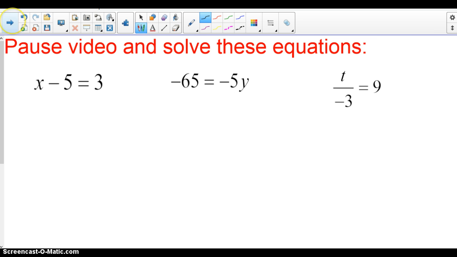The next one we're going to look at is 3 different types of equations that I want you to solve by yourself. So take a moment to pause the video and write these into your notes and solve these, and in a minute I am going to solve these with you. So please pause the video.